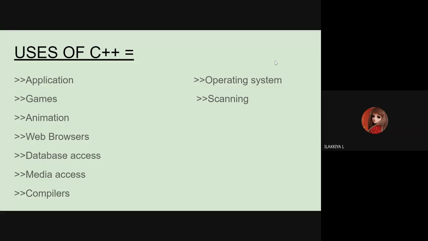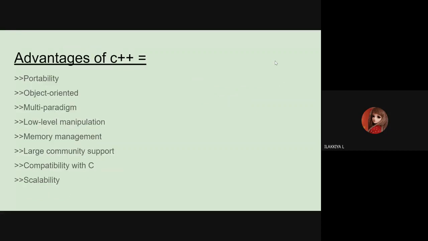So the next one I'll be explaining you is the advantages of C++. What are the advantages of C++? Portability, it is object oriented, it is multi-paradigm, low-level manipulation, memory management, large community support, compatibility with C, and scalability.